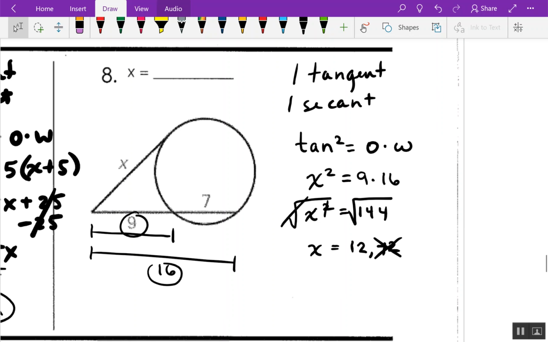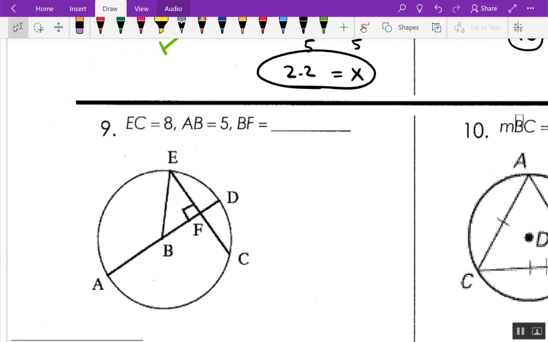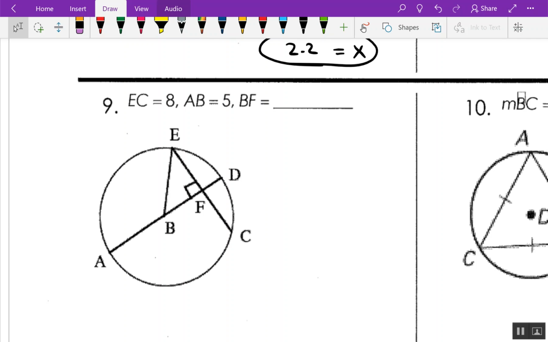Okay, 9. You got a chord. Number 9. All right, this is a new theorem. Let's label it first. EC equals 8. So this whole thing equals 8, okay? AB equals 5. And BF equals what? Yeah, we can call it X, actually. Let me erase this. Okay. So that's going to be the unknown right there.